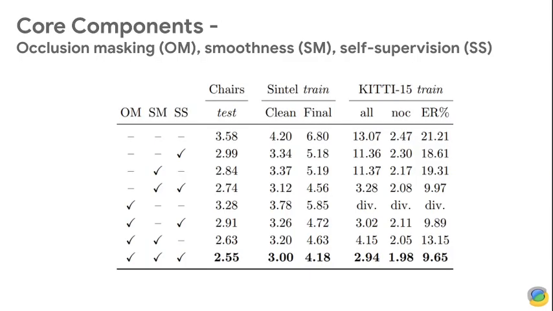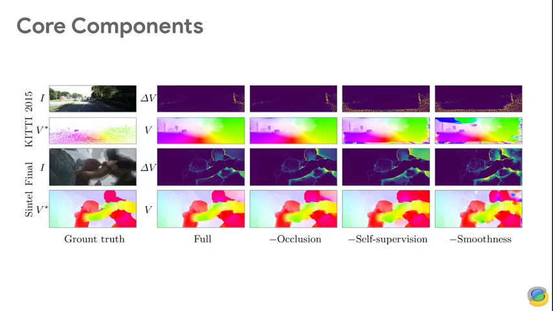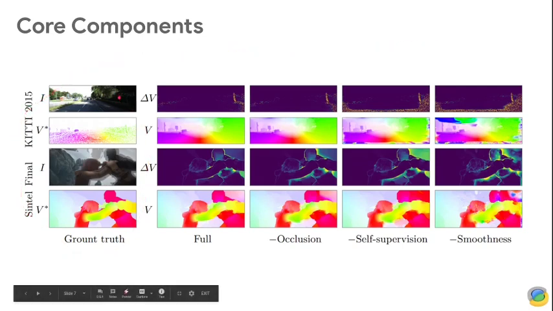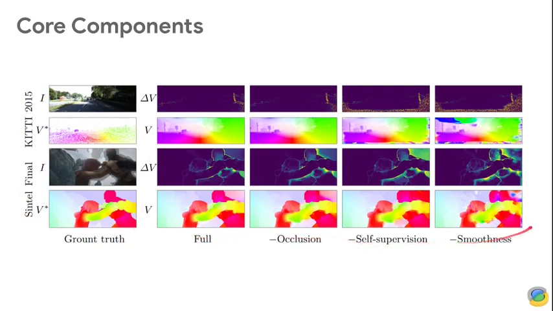First, on the core components of unsupervised optical flow, that is occlusion masking, smoothness, and self-supervision, we performed an ablation where we tested all combinations of switching those on and off. And we found that all of them are essential to achieve optimal performance, as we can see in this table. We can also see this qualitatively by looking at scenes from KITTI and from Sintel, and comparing their ground truth optical flow to the optical flow estimated by our different methods.